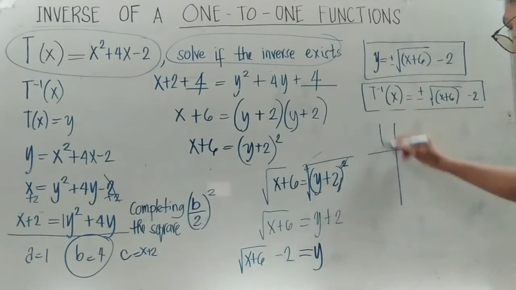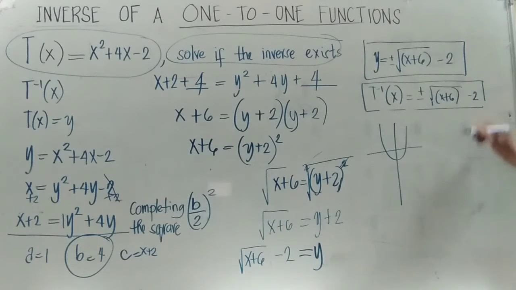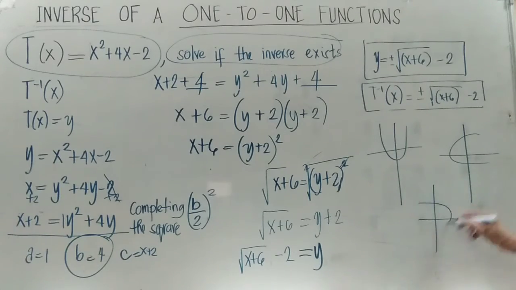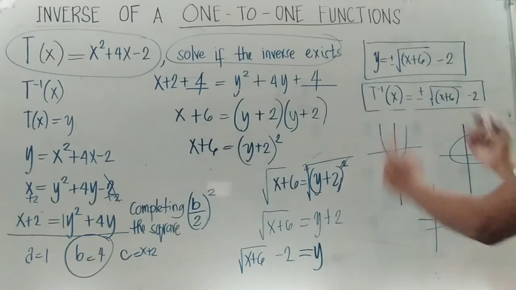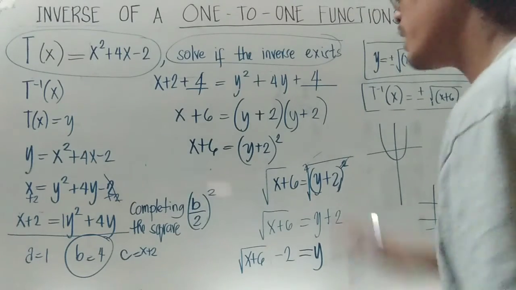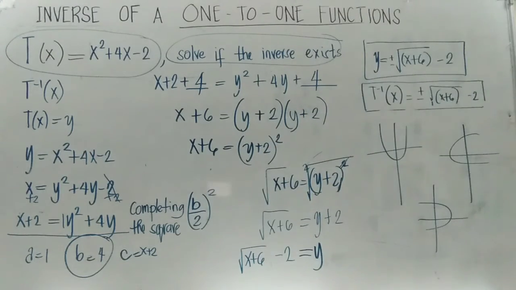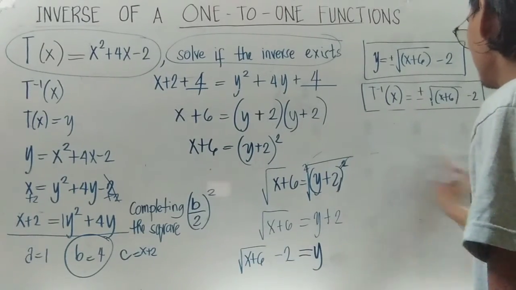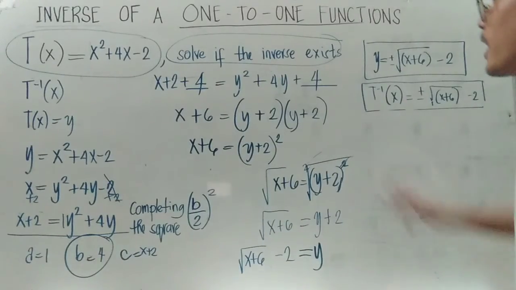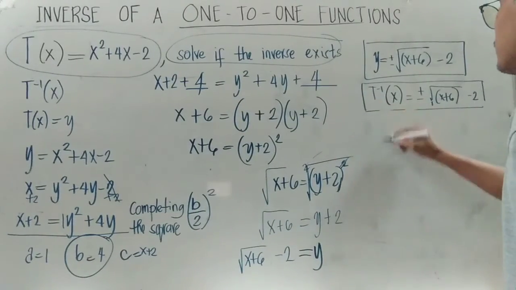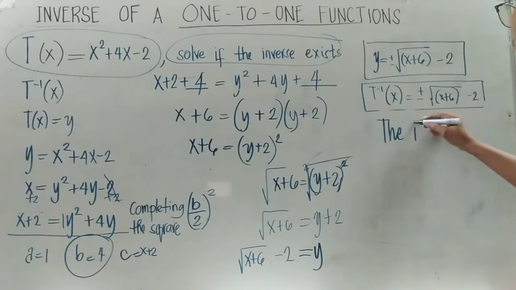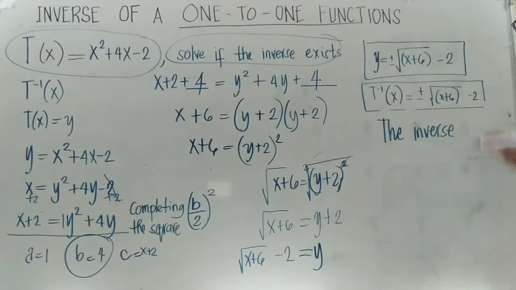Example, this is the graph of your quadratic function. Its inverse will have the graph of this one, or it can be this one, because your domain and range are interchanged. Or just rotate 90 degrees. Okay? So that is how. Or that is why. So in summary, and to answer this question, the inverse doesn't exist.